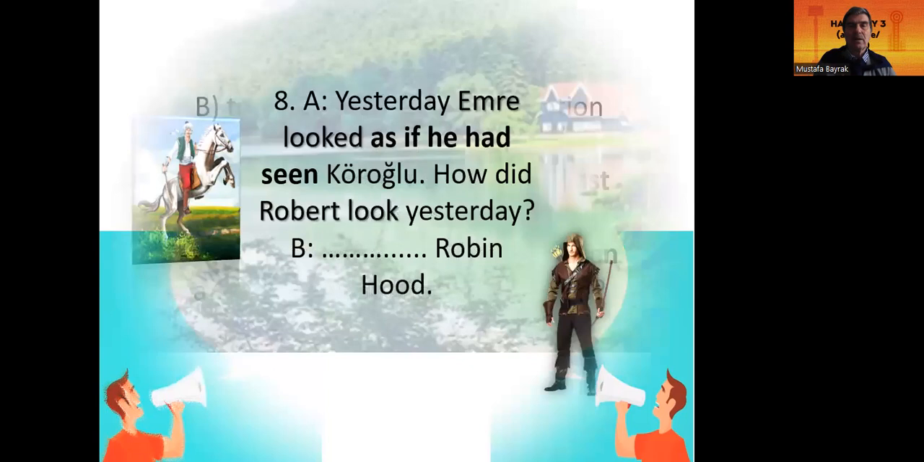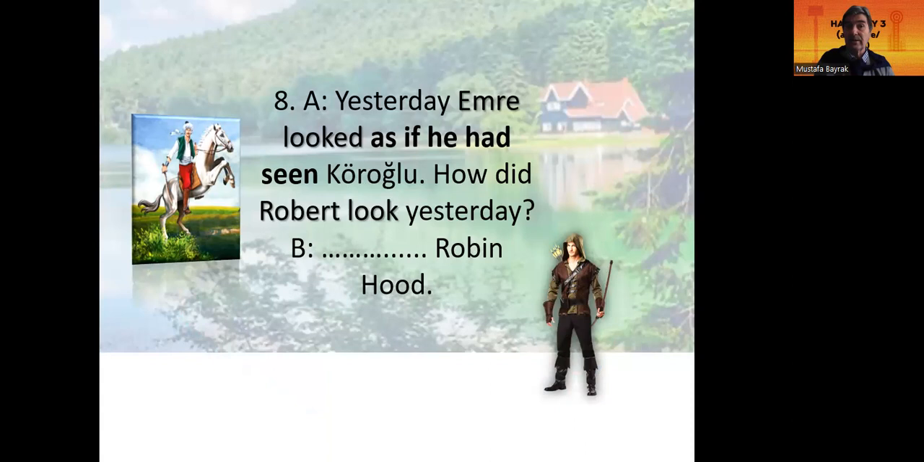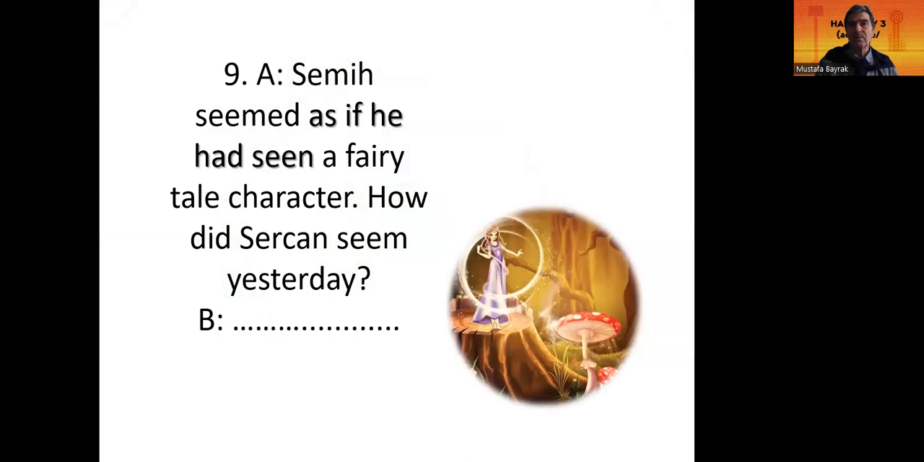Eight, yesterday Emre looked as if he had seen Köroğlu. How did Robert look yesterday? Robert looked as if he had seen Robin Hood yesterday. Contrary to the fact, these are all improbable situations. Semi seemed as if he had seen a fairy tale character. How did Sercan seem yesterday? Sercan seemed as if he had seen Marco Polo yesterday. Okay.